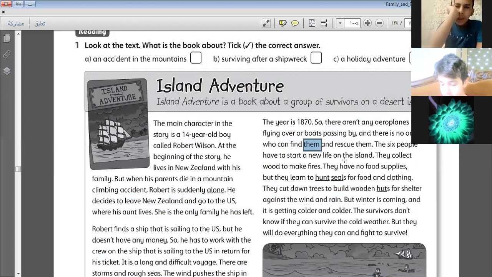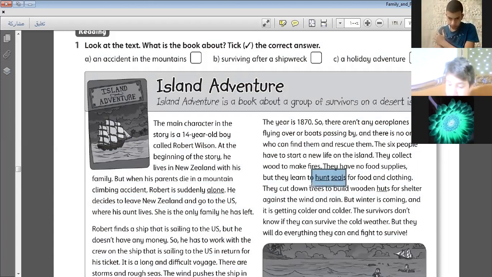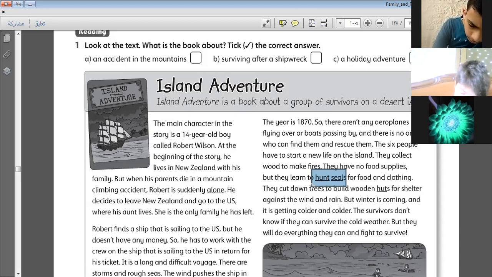They collect wood to make fires. They have no food supplies, but they learn to hunt seals. Hunt seals. So we have hunt, hunted, hunted. Hunt means to catch. Seals are sea calves.